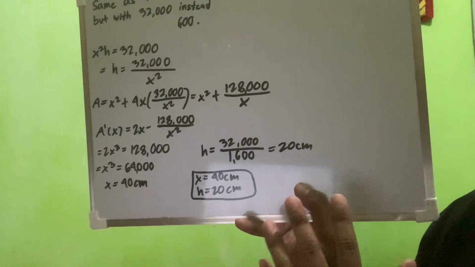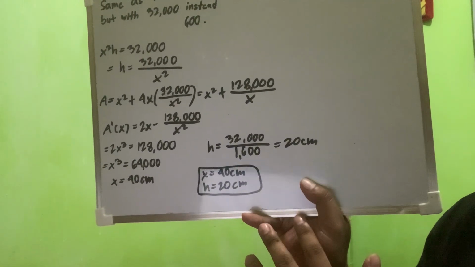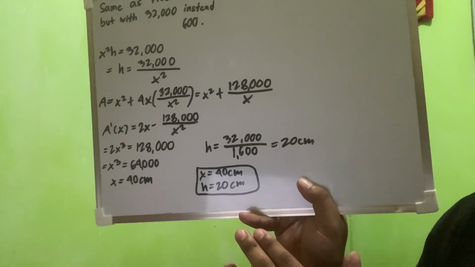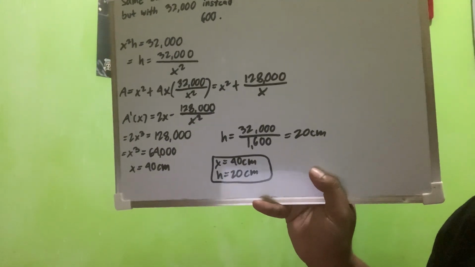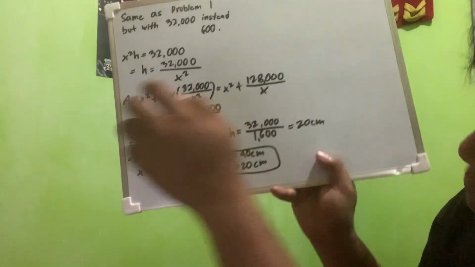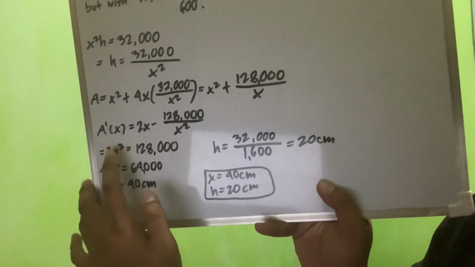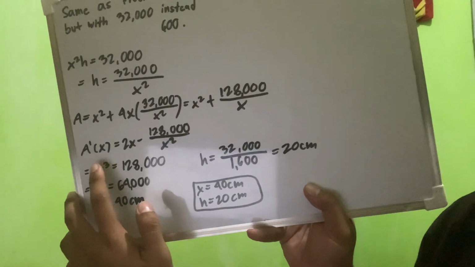So we substitute h, so A equals x squared plus 4 volume over x. Then for A prime, we differentiate it.